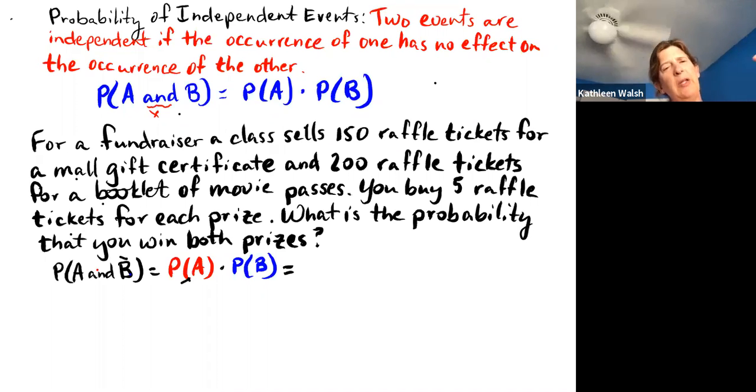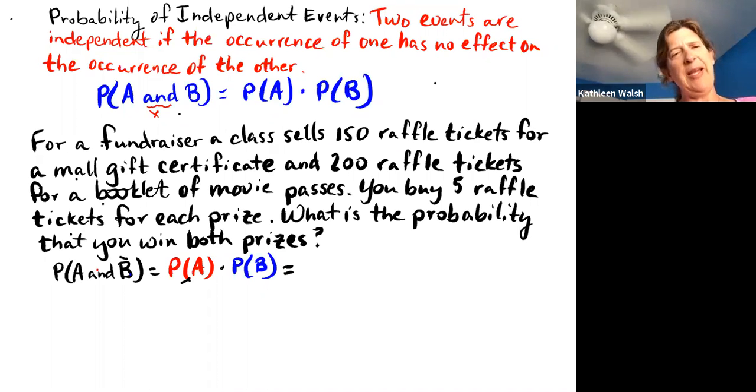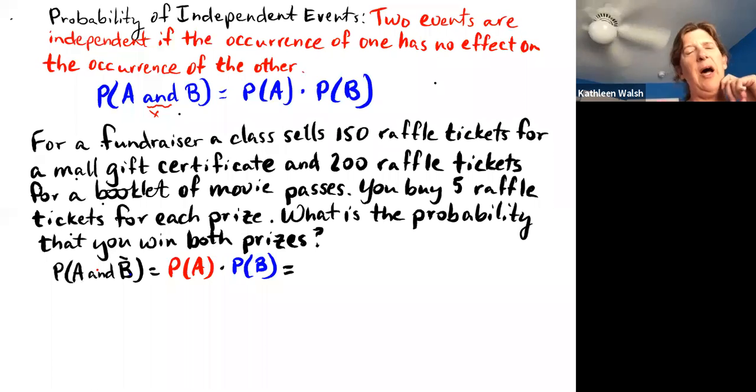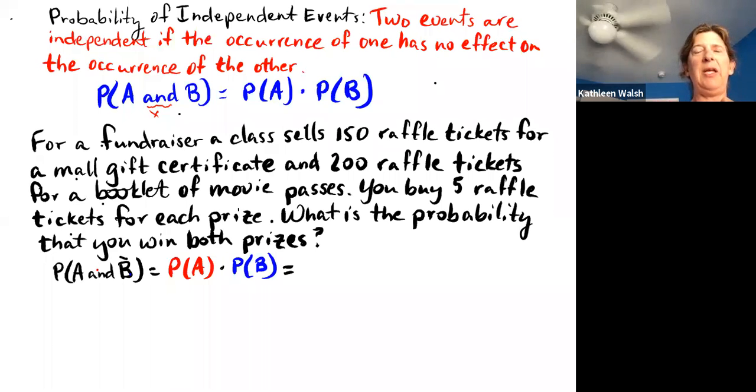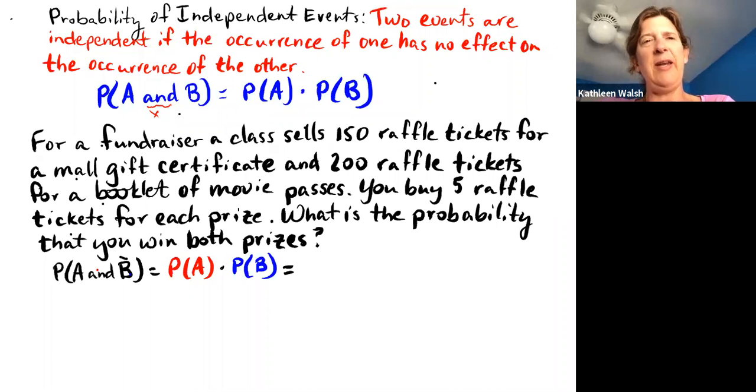Well, I'm going to look at this and say, they give me a lot of information here and I just need to plug in to see what it is for the probability of A. Well, probability of A, we'll call event A the 150 raffle tickets for the mall gift certificate, okay? And this will be our A, and I'm going to highlight that in red. This is event A.